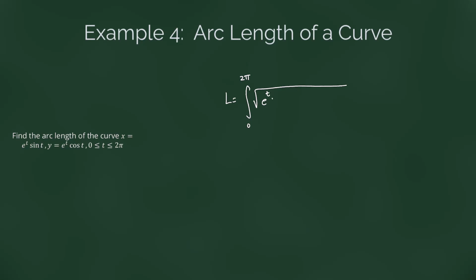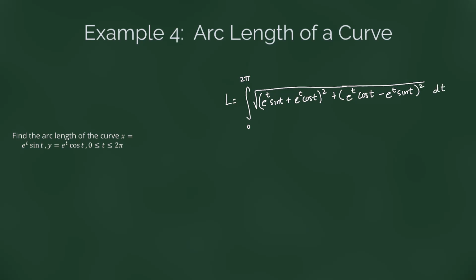We're going to get e to the t sine t plus e to the t cosine t all squared. And then we're going to add to that the derivative of y with respect to t. That's going to be e to the t cosine t minus e to the t sine t, because the derivative of cosine is negative sine. And then that is also squared, and that is with respect to t.